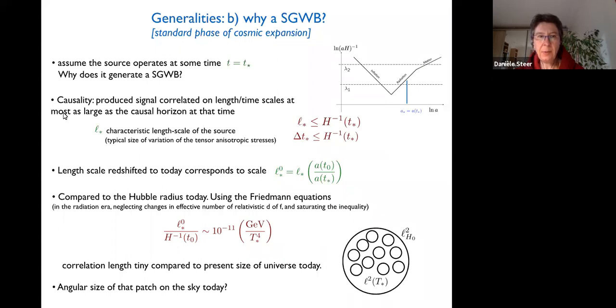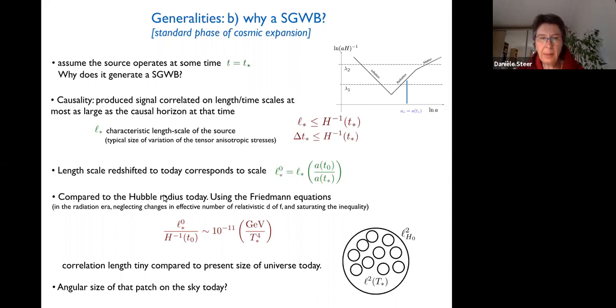Well, firstly, from causality, we know that the signal which is produced by this source can be correlated on length scales or time scales which are at most as large as the causal horizon at that time. So if we call L star the characteristic length scale of the source, then that L star has to be less than or equal to the causal horizon at time t star. Now you can take that length scale at time t star and redshift it to today to find out what length scale it corresponds to today. So this is L star 0.